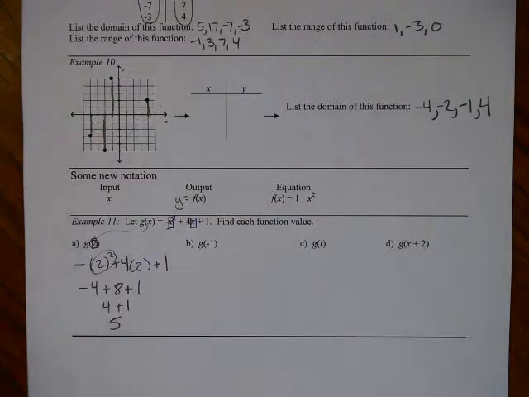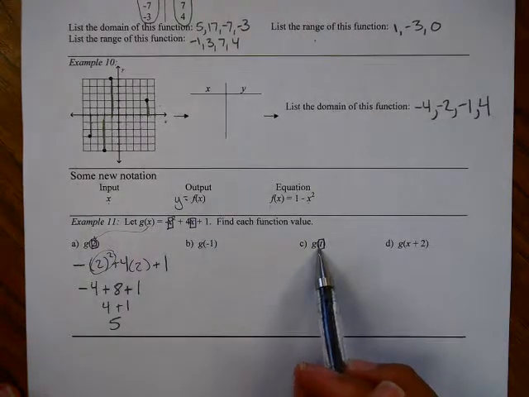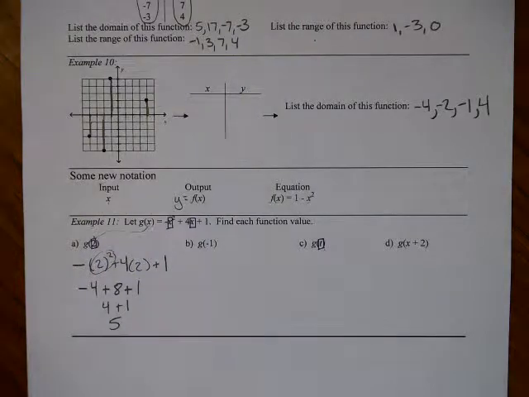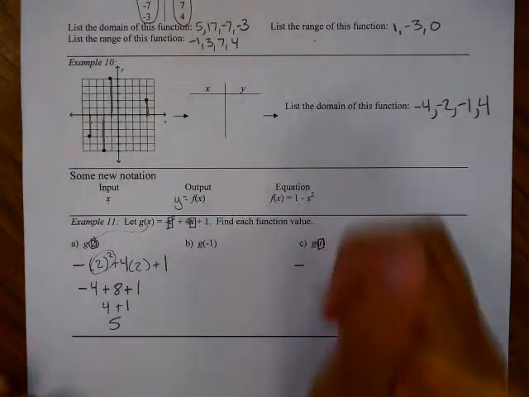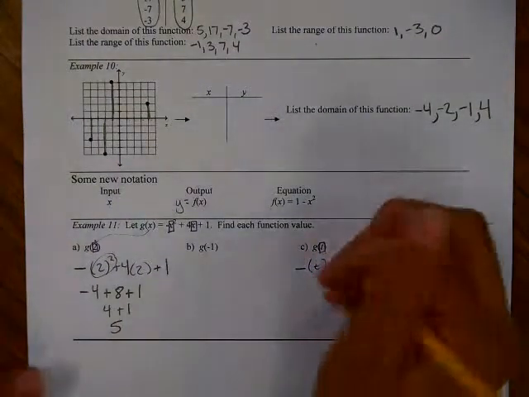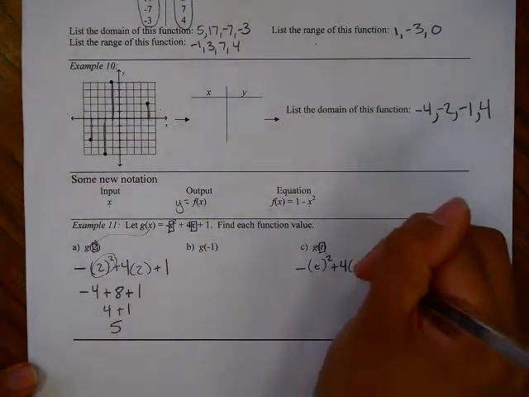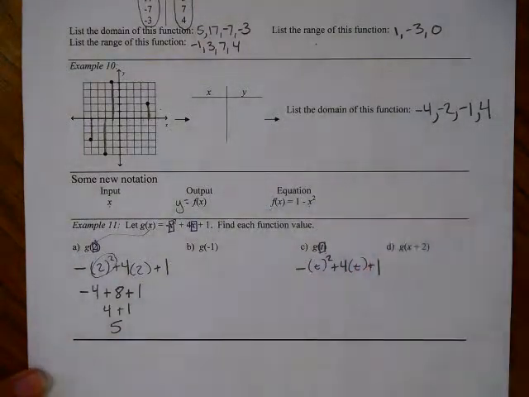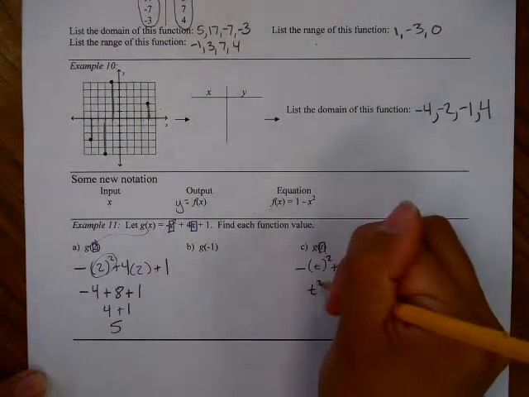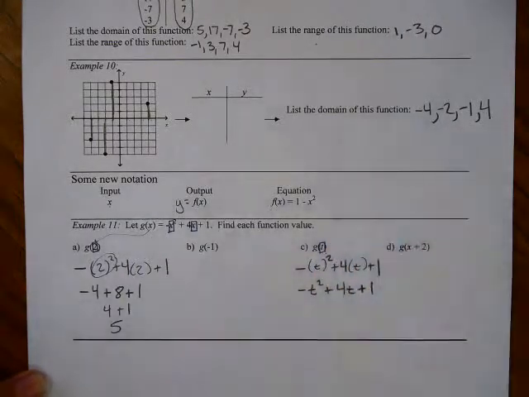Here, they're asking us to plug in t. So even though it's not a number, we can still replace each of our x values with a t. Negative t squared plus 4 times t plus 1. And then you want to simplify. So here we have t squared with a negative in front plus 4t plus 1.